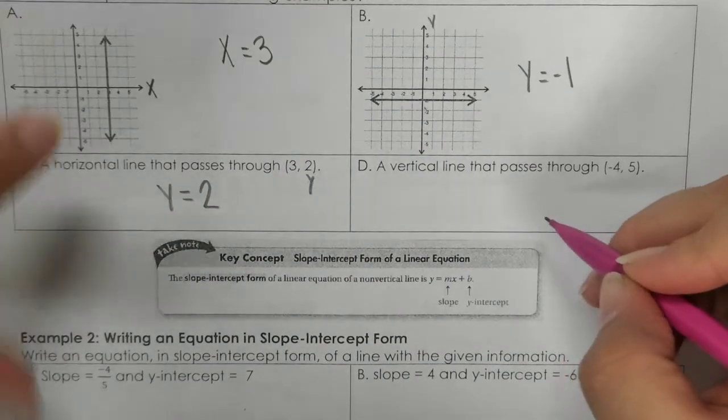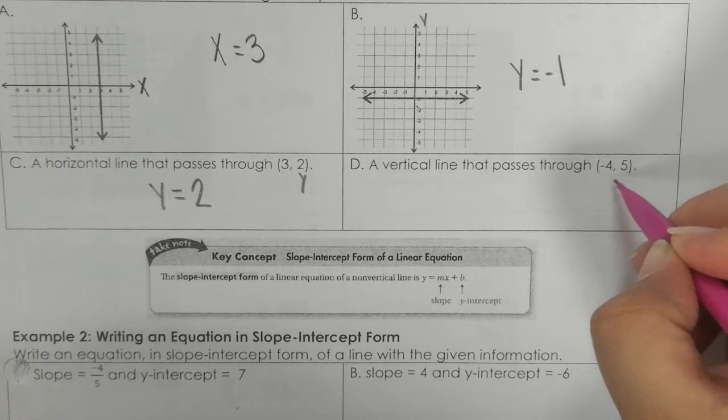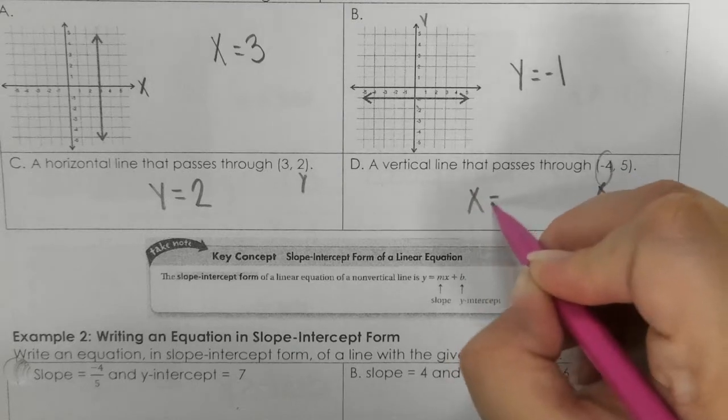For a vertical line, I see that this vertical line crossed the x-axis. So if I look over here, which one is x? Well, that would be the -4. So x equals -4.